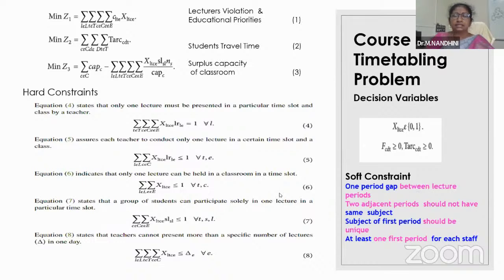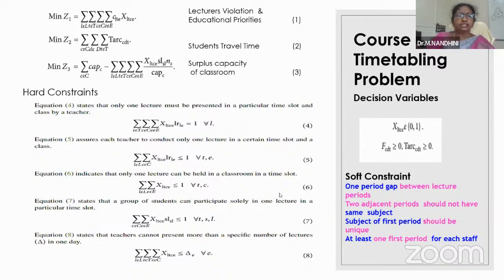So in that case, for some of the constraints, we have to give some gap between the lecture hours by considering the different entities involved here. That is what is called a soft constraint. If you improve that soft constraint quality, it will be improving the optimality.